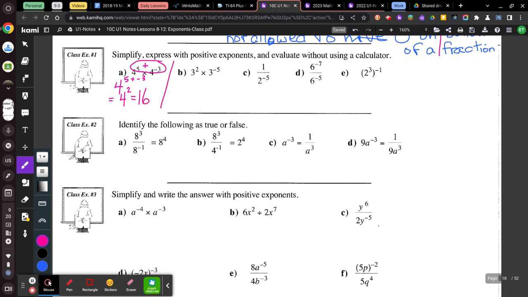All right. B, again, because you're multiplying, you're going to add exponents. So I'm going to add 2 and negative 5. That's going to give me a negative 3. So I'm going to get 3 to the negative 3, make it a fraction over 1. That's going to now flip. So now I'm going to get 1 over 3 cubed. And now I solve 3 exponent 3. So that's 3 times 3 times 3. So we're going to get 1 over 27.